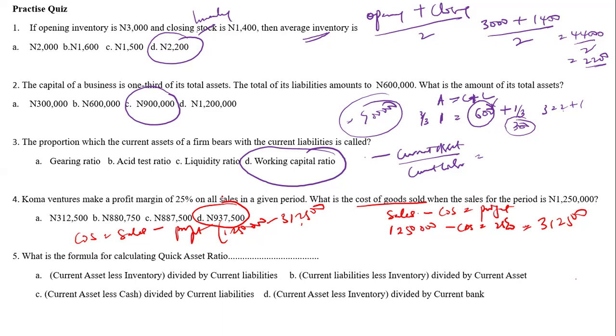Okay. I think for short, and that's good. That's the right answer. But yeah, current liability, no. Current asset less cash, no. Current asset less inventory divided by current, no. So the right answer here is A. I want you to also confirm that from your material. Remember, we did that today. So look at that.